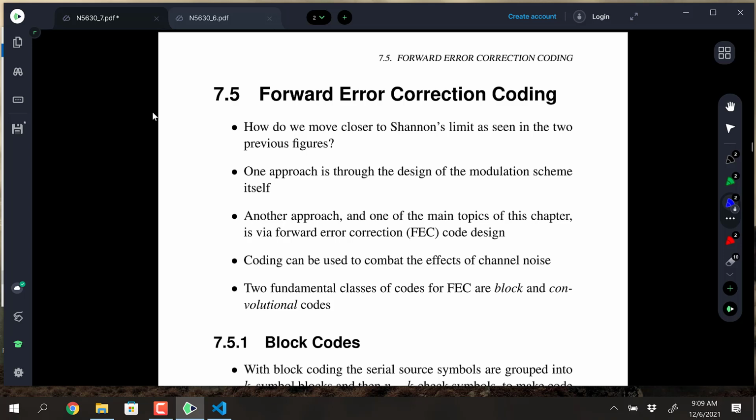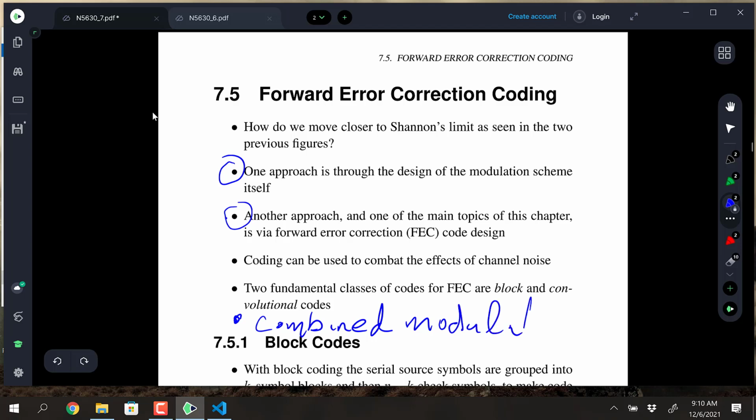So the curves up above answer this bullet. They say through the design of the modulation scheme by itself, we can get some options. We've been talking about that for the last two chapters. And then what we're talking about next is forward error correction, to try to design a code that can actually get us closer. And then there's no bullet down here, but this was what I mentioned earlier, combined modulation. Encoding.